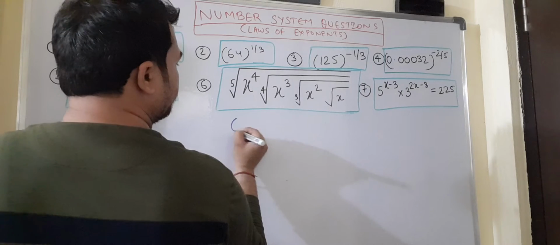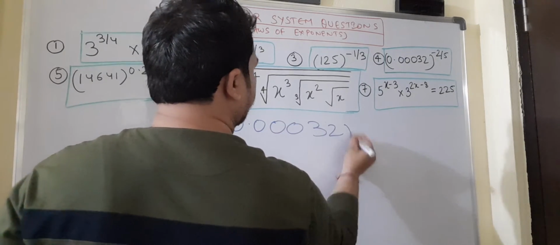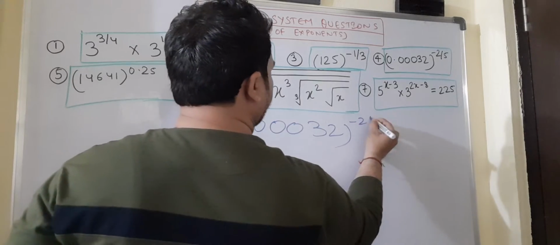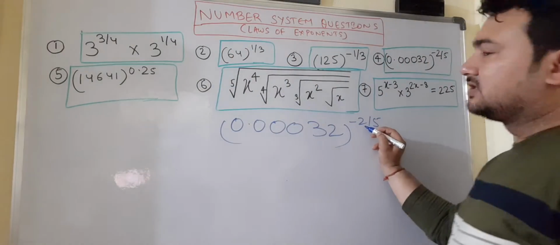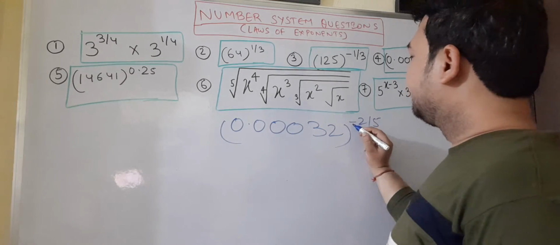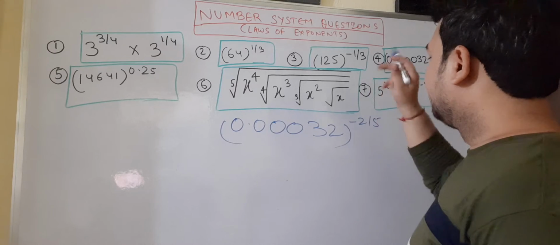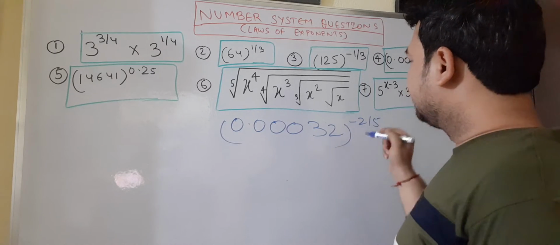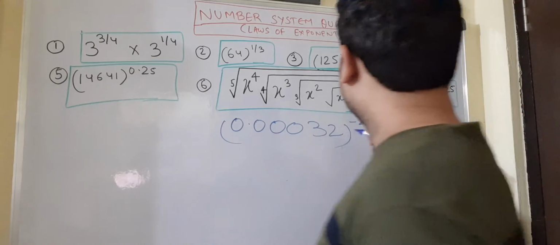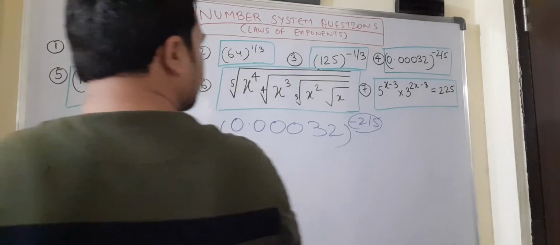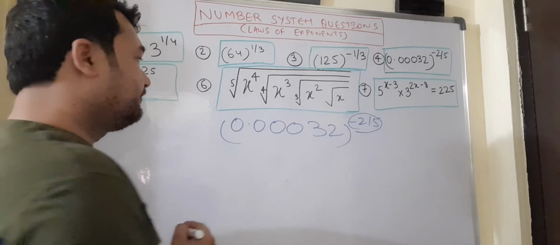Coming to the next question, 0.00032 raised to the power minus 2 by 5. Here 5 is the fifth root and 2 is the power, and the minus sign represents the inversion. So we have one 1 by case, one square case, and one fifth root case. Three cases are hidden inside this minus 2 by 5 as exponent.